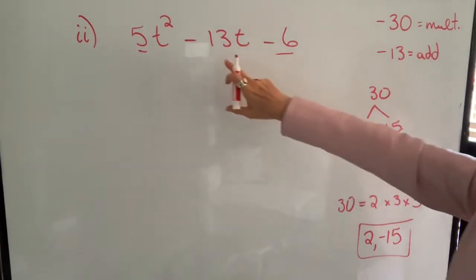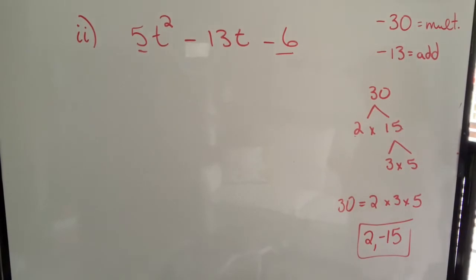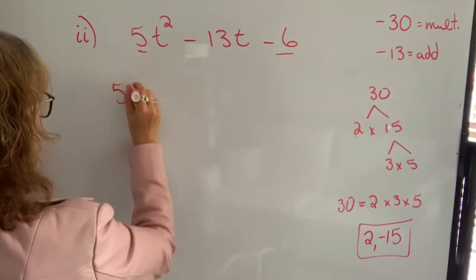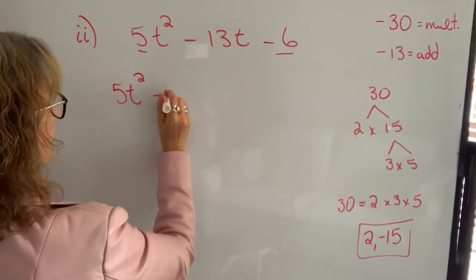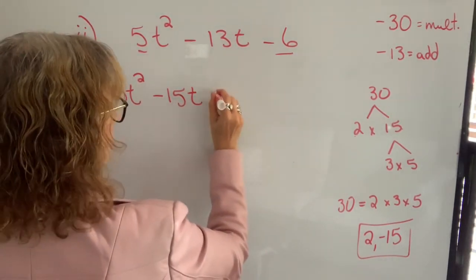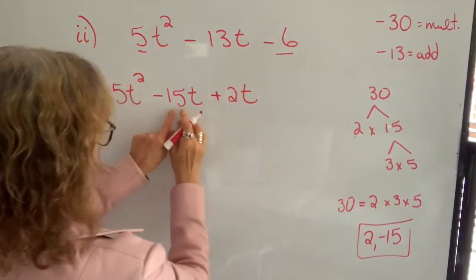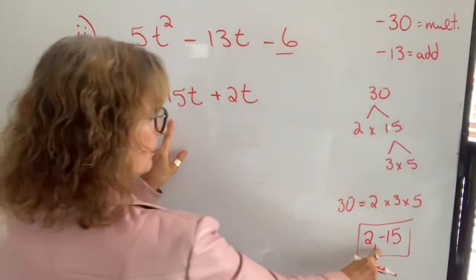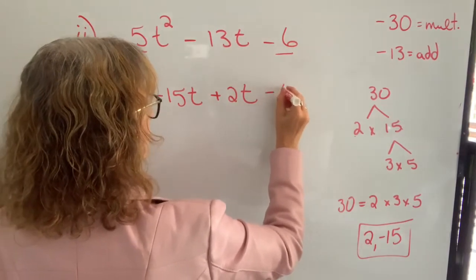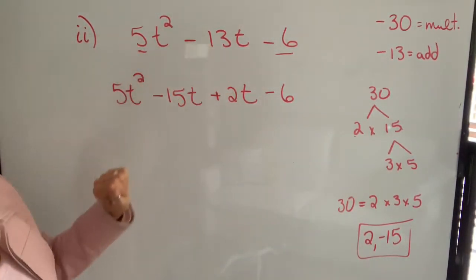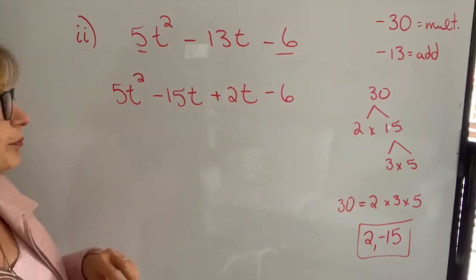Then we break up the middle term in our trinomial into those two terms. So I've got 5t squared, minus 15t plus 2t. So notice negative 15t plus 2t is still equal to negative 13t. Then minus 6. So I just broke it up into those two, and this is still equivalent to what I had. And now I'm going to factor by grouping.